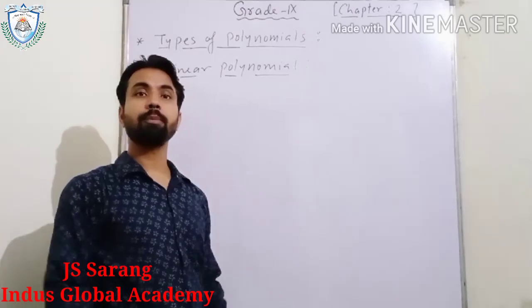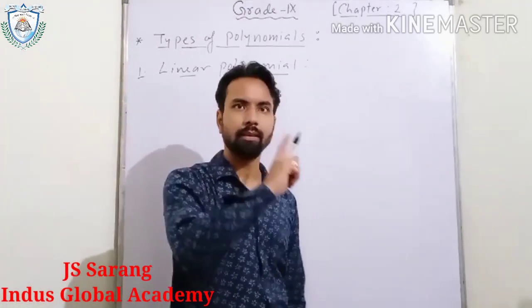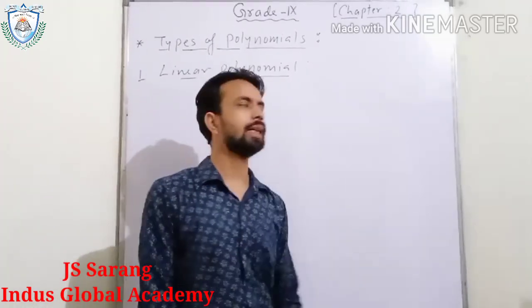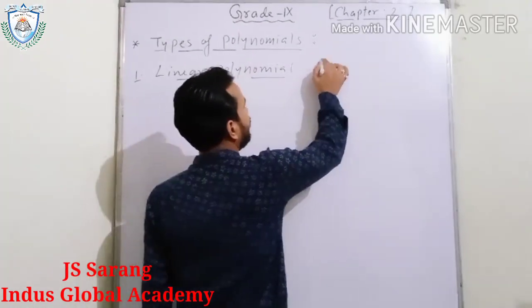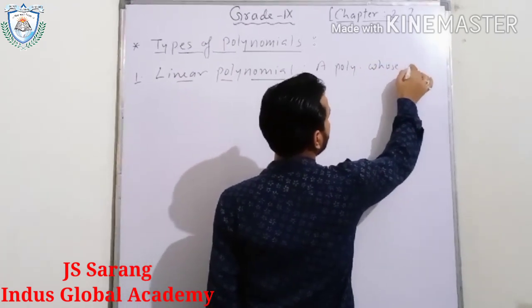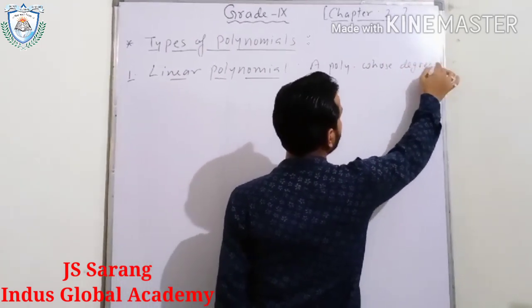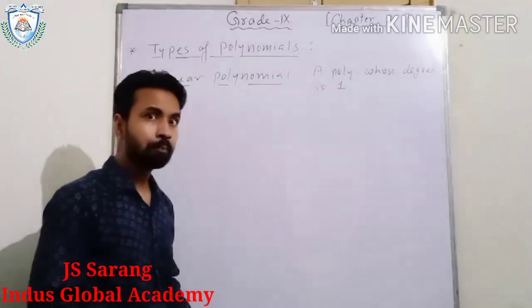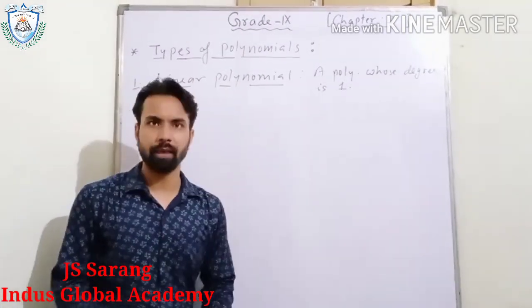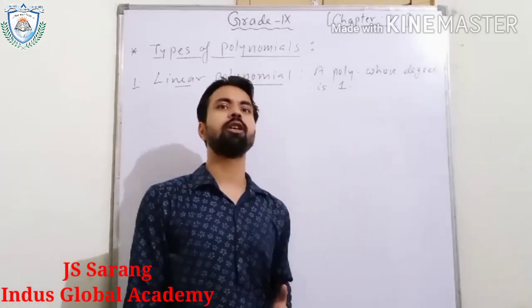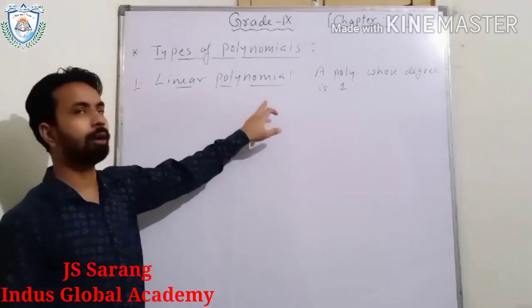Linear polynomial is a polynomial of degree 1. Means a polynomial whose degree is 1 is known as linear polynomial. And what is the degree? Degree is the highest power of the variable. Means if the highest power of the variable is 1, then the polynomial is known as linear polynomial.